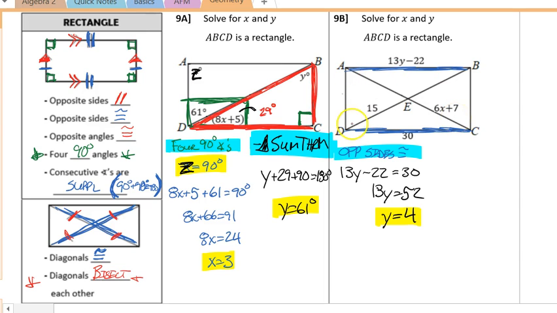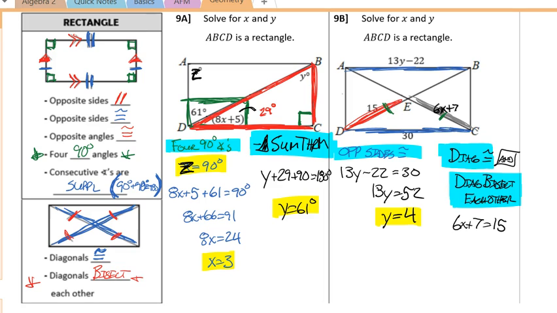That even though this value of 15 is not on the same diagonal as this value of 6x plus 7, we know they are in fact congruent segments. So we can set up the relationship 6x plus 7 is equal to 15. Solving this two-step equation gives us that x is equal to 4/3.